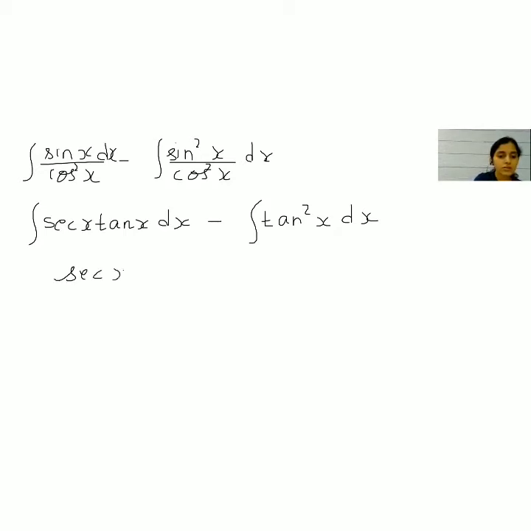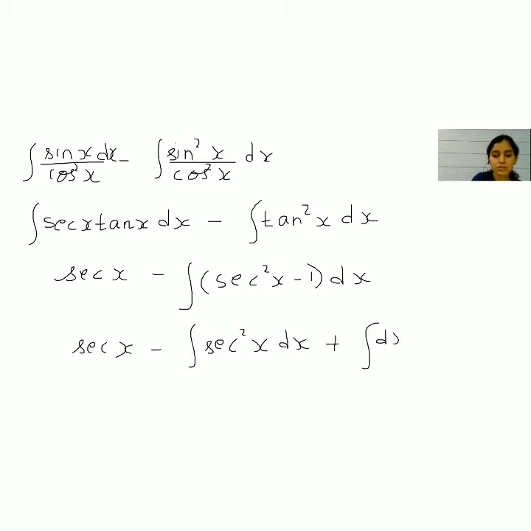Okay. Minus, how do you integrate tan square now? You do not have any formula for that. So you're going to write it as sec square x minus 1 dx, okay, which is sec of x minus integration of sec square of x dx, minus into minus plus integration dx. What is integration of sec square x dx? It is tan x. So sec of x minus tan of x plus x. And the last thing, plus constant c. That is the answer. Okay.